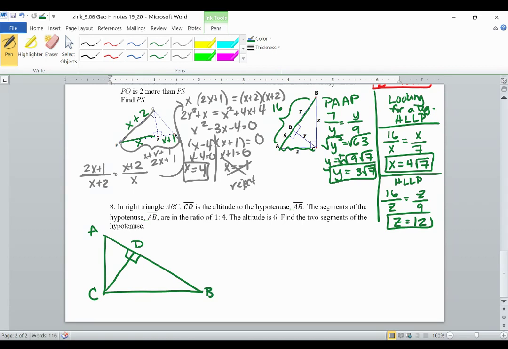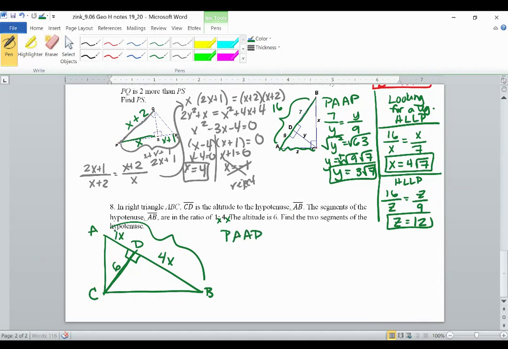The segments of the hypotenuse, segment AB, so that's your whole hypotenuse, are in a ratio of 1 to 4. So my side looks smaller over here, so I'm going to call that my 1x, and this side my 4x. Remember, whenever you have that ratio, just add an x next to each number. The altitude is 6. Find the 2 segments of the hypotenuse. So you're really just solving. Again, you're asking yourself, are you given the altitude or do you know it? And I'm given it, so that tells me I want to use PAP.